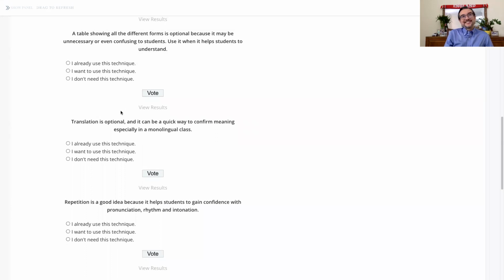Tables. Tables showing different verb forms are optional, because it may be unnecessary or even confusing to students, but use it when it helps students to understand. I just don't use them. I'm not a table guy.